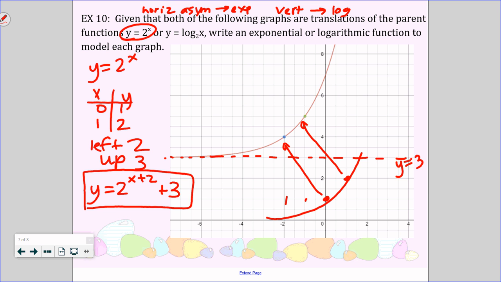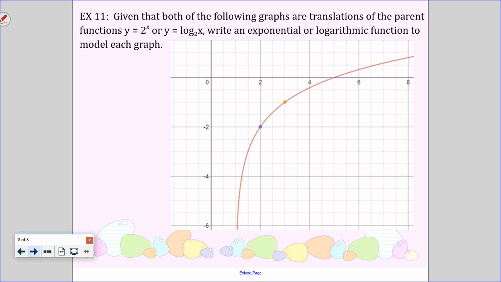We're going to try one more. We have this graph, and we have to decide whether it's a log or an exponential. And when I look at the graph, it appears to be a logarithmic function because I have a vertical asymptote right here. And if you can't quite tell, you could try plugging in 0 and 1 and seeing if they go with those 2 points. If they don't, then you chose the wrong function.